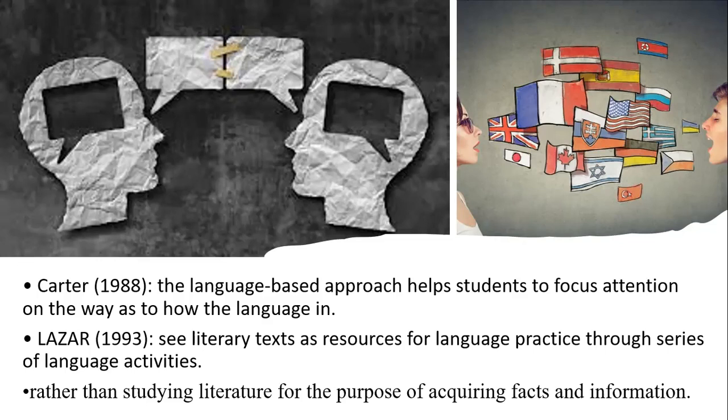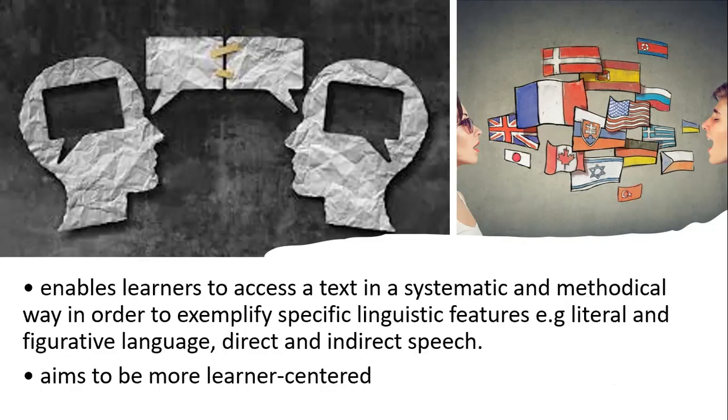And based on Lazar 1993, see the literary text as a resource for language practice through a series of language activities, rather than studying literature for the purpose of acquiring facts and information. The language model also, class, enables the learner to assess a text in a systematic and methodical way in order to exemplify specific linguistic features. For example, the literal and the figurative language, direct and indirect speech.